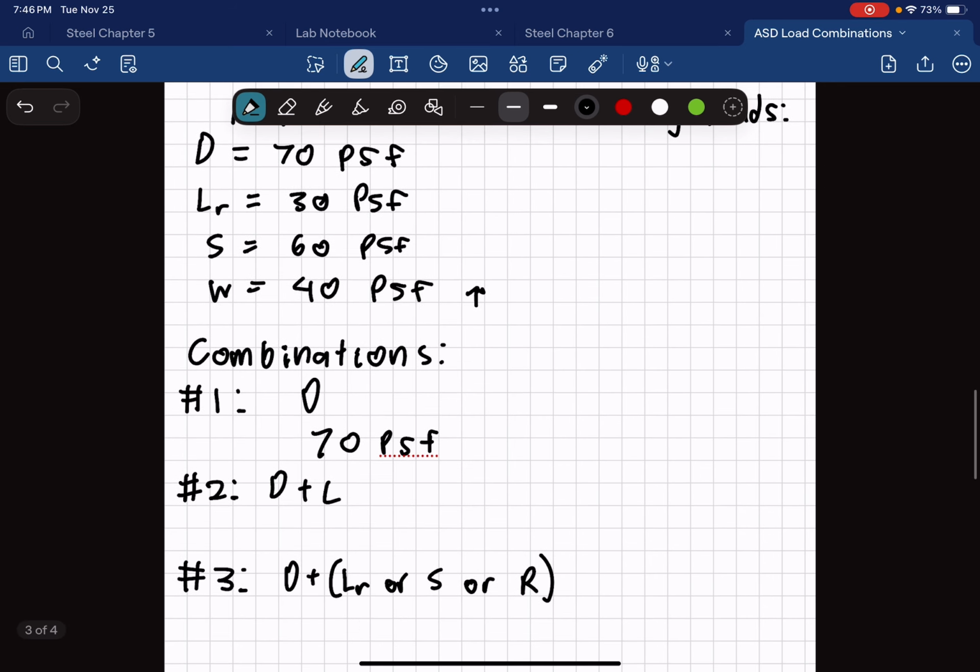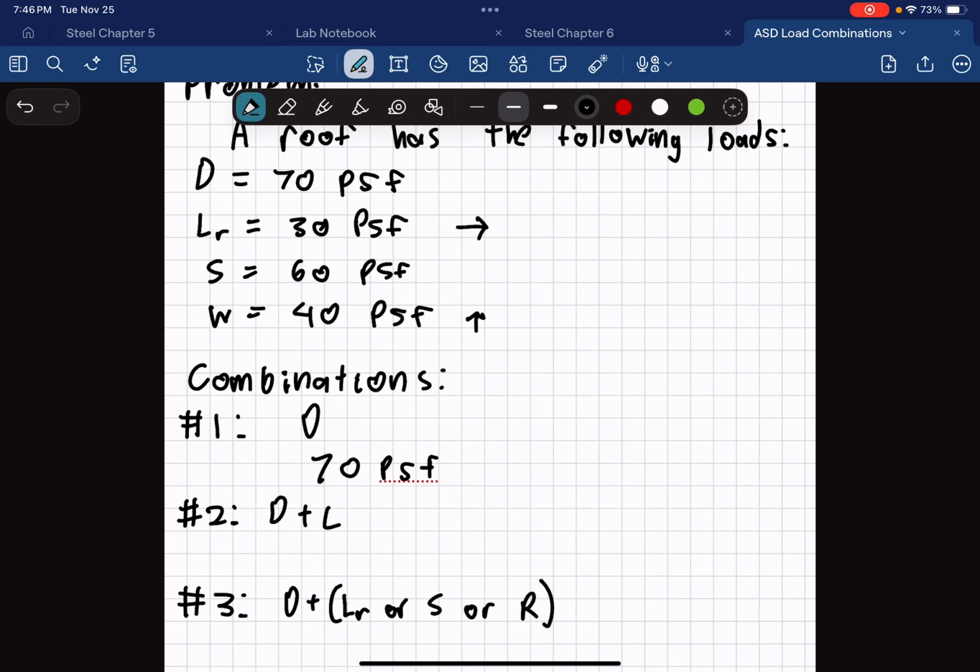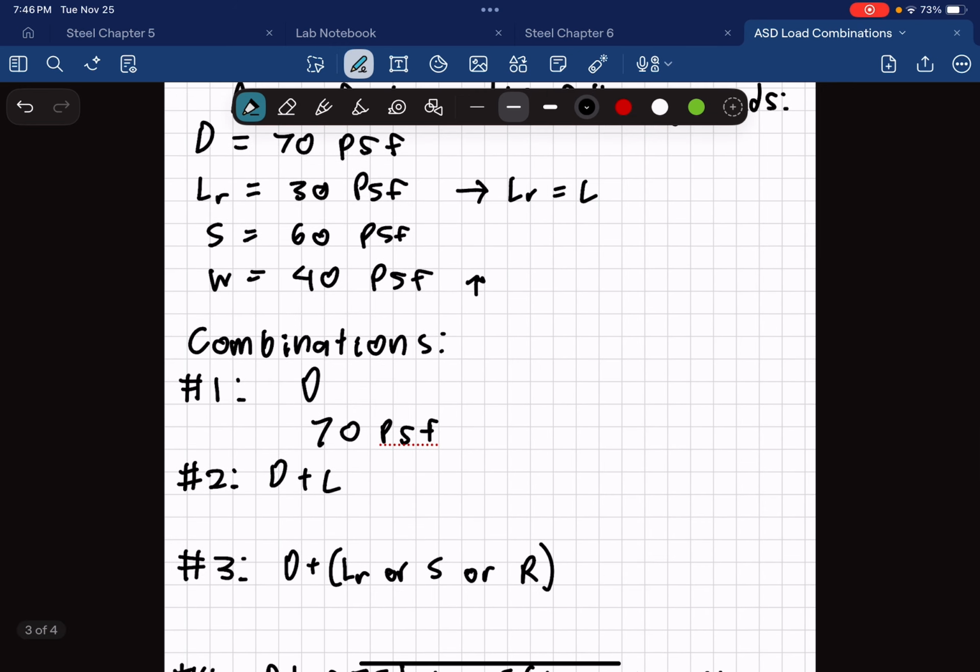Case 2, we have dead plus live. Now, one thing we brought up when we were talking about LRFD is that LR is not going to equal L. L is going to be referring to your live load, which is, generally speaking, a floor live load, and that's different than a roof live load, and we can discuss why that's different in a different video, but one main difference is that if you're looking at something other than a roof load and you're talking about, say, column loading, there's a difference between the floor load and the roof load that is going to be applied to the building. So remember that those are different. In this case, we have no L value, no live loading value, so we actually just have 70 plus 0, which is going to be 70 PSF.